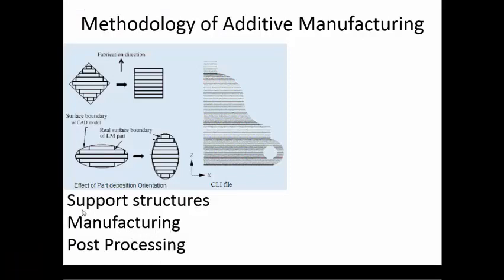Then the next step is the support structure. The software itself will compute the support structure requirement, how exactly the support structure has to be created, and there are options available to minimize the amount of support structure. So here we can see the way in which we are fabricating it also is very important, how the layers are there. Also depending on the layers, the support structures may be eliminated.